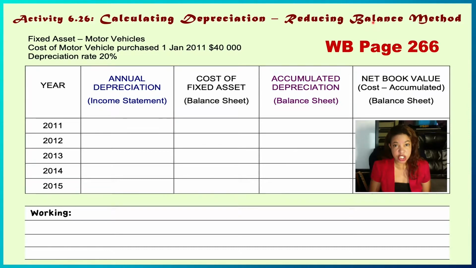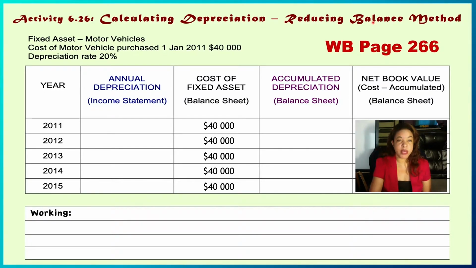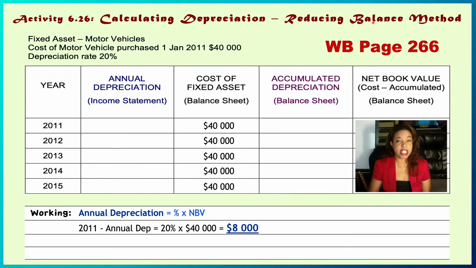So the first thing that you do every time that you have to work out something is your formula. Let's get that out of the way. We're getting out of the way that the cost is $40,000. So we got that out of the way now. And we are going to calculate your annual depreciation. So your annual depreciation is percentage by net book value, since we have to do it for each year, that is what we are going to do.